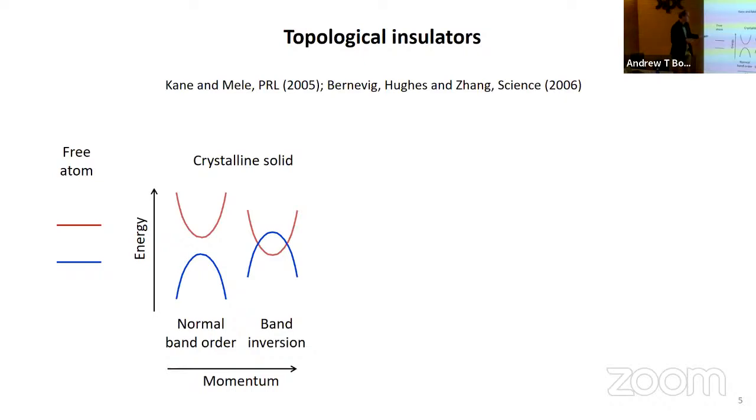So the idea is very easy to understand. If you start with a free atom, which has quantized energy levels, so these just represent the energy of two orbitals in the free atom, you put them in a crystalline solid, and the energy levels spread out into bands like this. So this is a bit like a semiconductor where you have a valence band and a conduction band. And if the coupling is strong enough, then these bands can overlap.